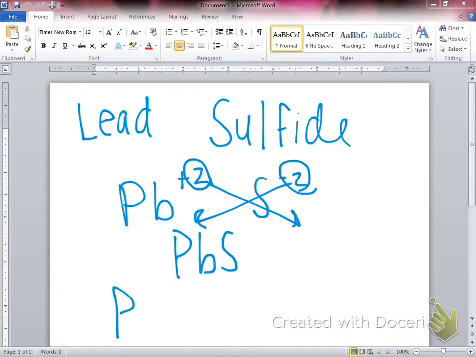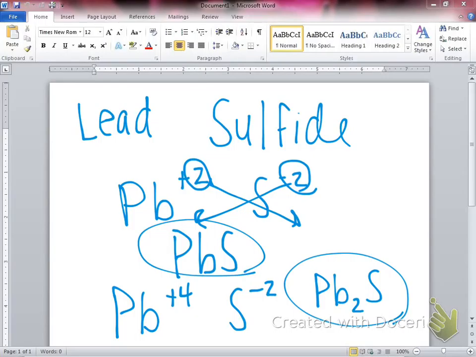On the other hand, if we use lead plus 4, because that's the other option that we have for our Roman numerals, lead plus 2 or lead plus 4, and we use sulfide, which is minus 2, that's going to give us a different compound, Pb2S, right? Those two things are very different. They behave differently, they are shaped differently, they're made up of completely different number of atoms. So those are different compounds. So that just goes to show that the charge or the type of lead that we are working with makes a difference, okay?